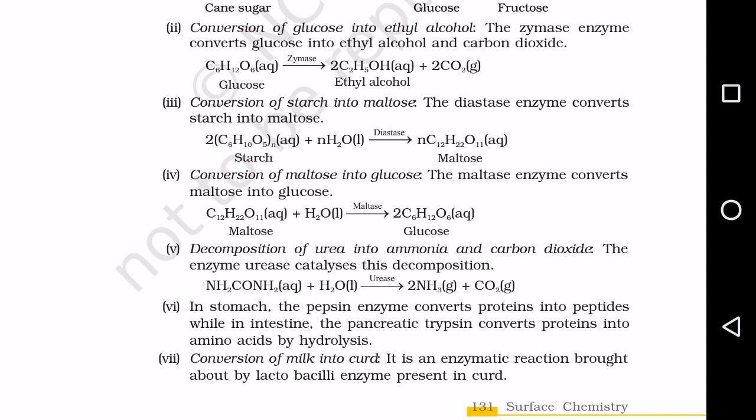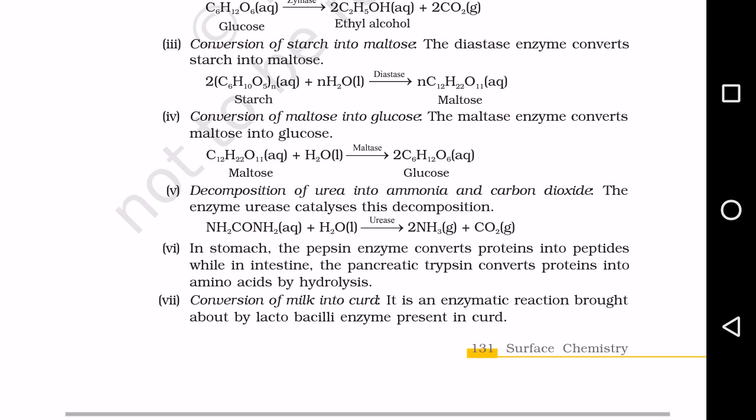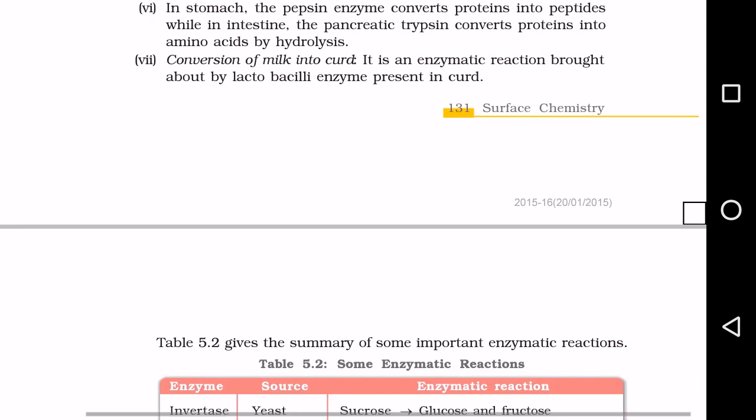Fourth, conversion of maltose into glucose. The maltase enzyme converts maltose into glucose. Fifth, decomposition of urea into ammonia and carbon dioxide. The enzyme urease catalyzes this decomposition. In the stomach, the pepsin enzyme converts proteins into peptides, while in the intestine, the pancreatic trypsin converts proteins into amino acids by hydrolysis. Conversion of milk into curd is an enzyme reaction brought about by the lactobacilli enzyme, which is present in the curd.